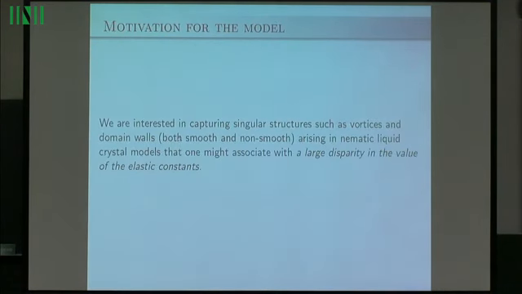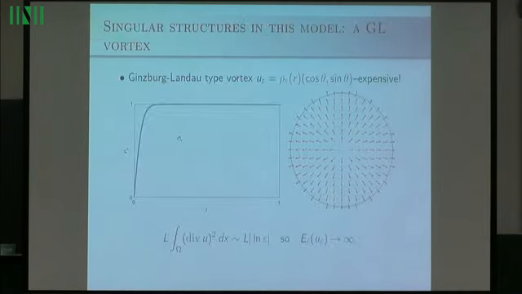All right. So at the end of the day, we want to understand what sort of singular structures can form within this model and what happens when the elastic constants have a large disparity. So what sort of singularities can one observe here? As is typical for Ginzburg-Landau type models, you would expect to see vortices.